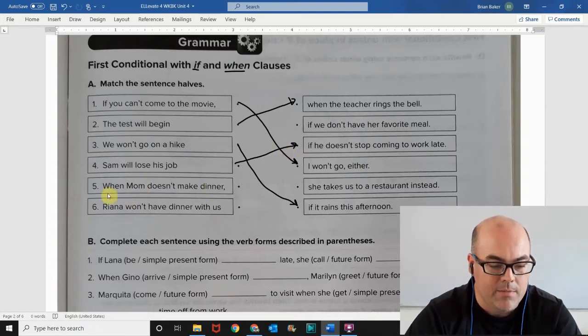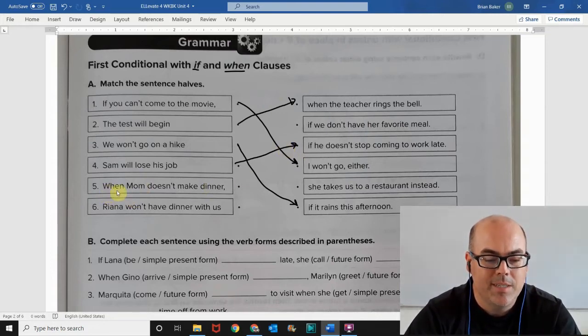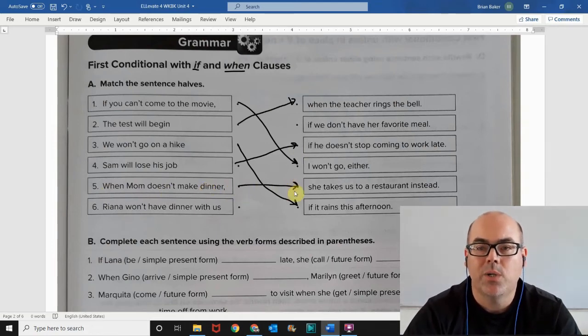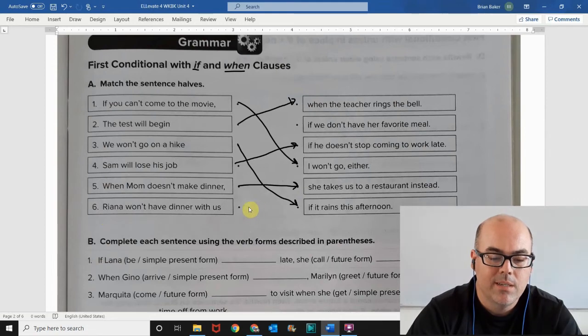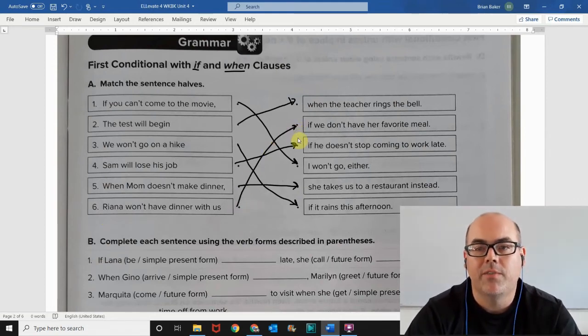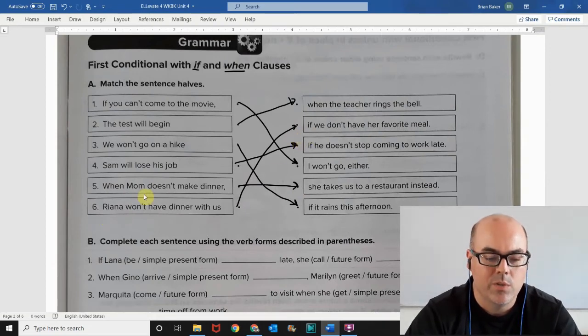Number five. When mom doesn't make dinner, she takes us to a restaurant instead. Rihanna won't have dinner with us if we don't have her favorite meal. All right, let's go to section B.